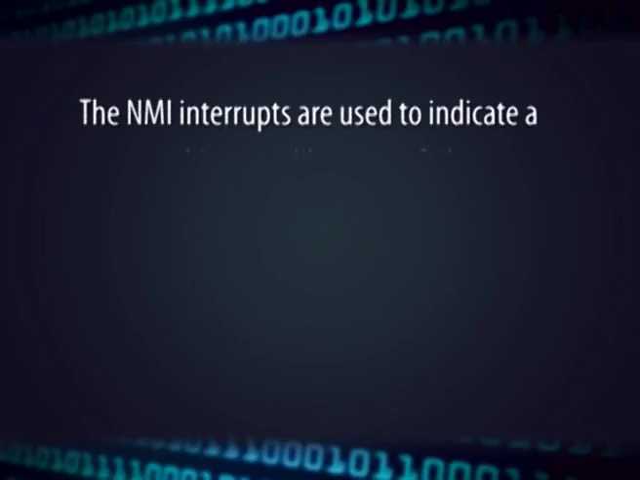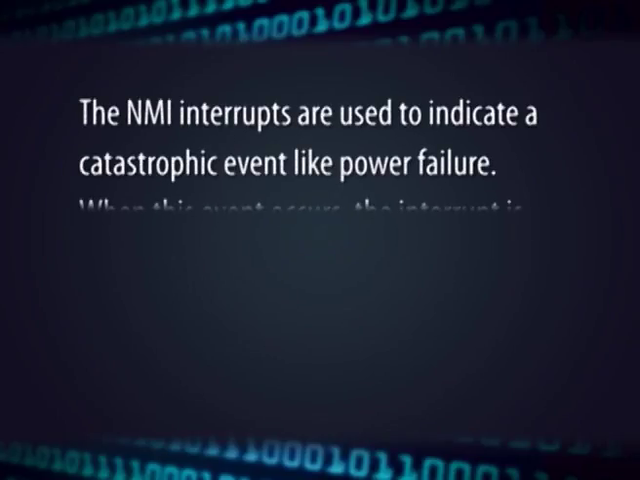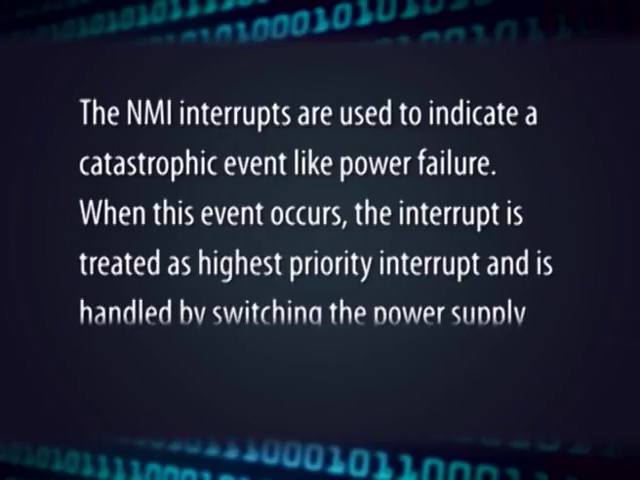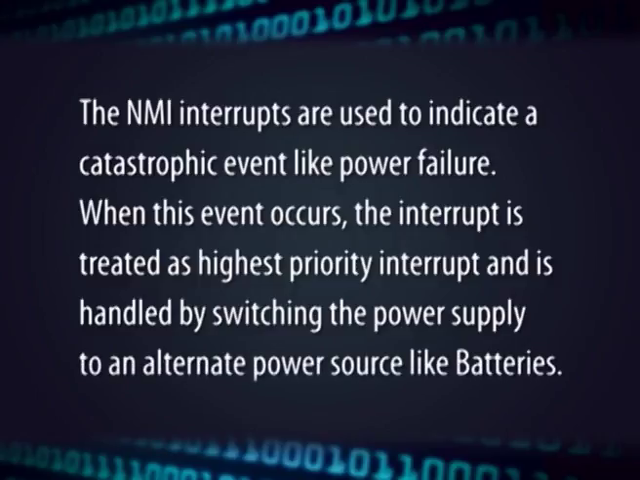If necessary, the interrupt can be enabled with the STI instruction during the start of the ISR, so as to re-enable the external hardware interrupt. However, a type of interrupt called non-maskable interrupt is not affected by this flag. The NMI interrupts are used to indicate a catastrophic event like power failure. When this event occurs, the interrupt is treated as the highest priority interrupt and is handled by switching the power supply to an alternate power source like a battery.